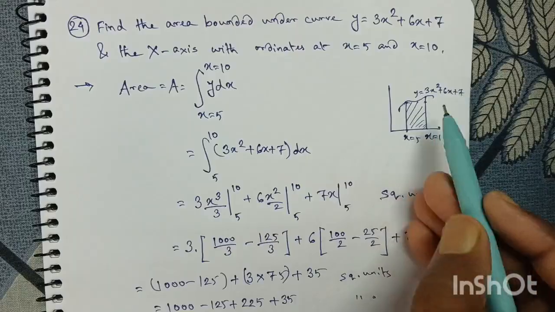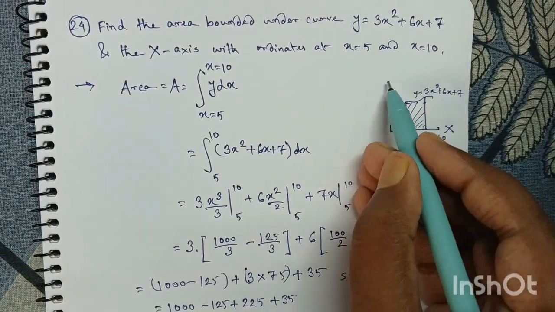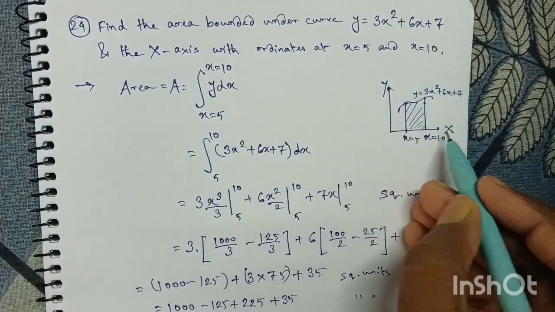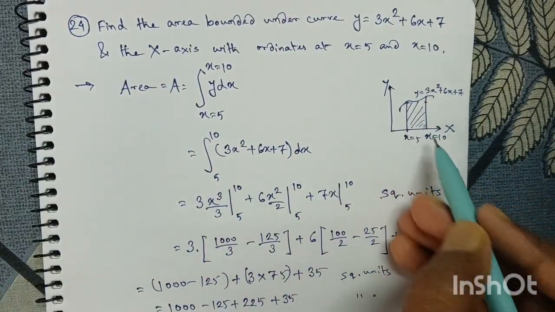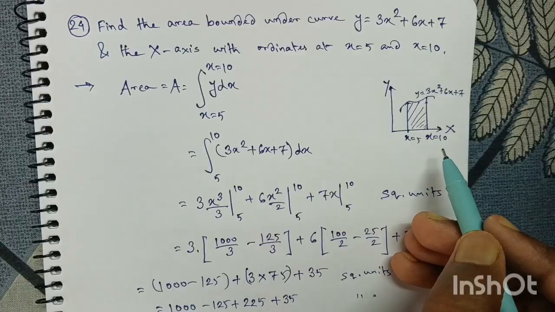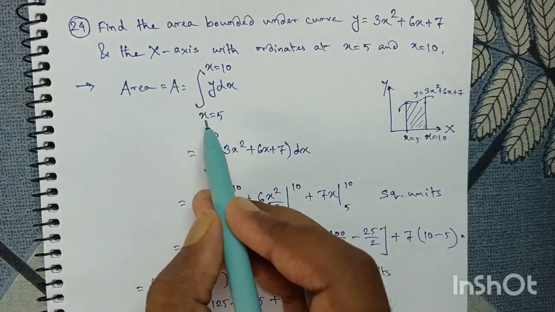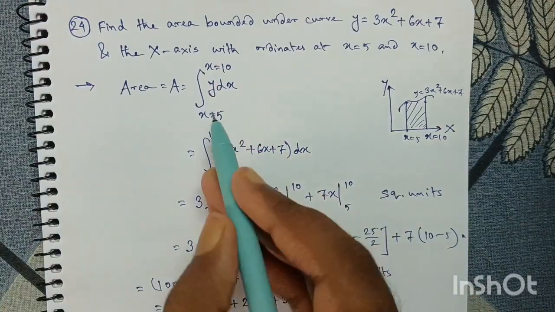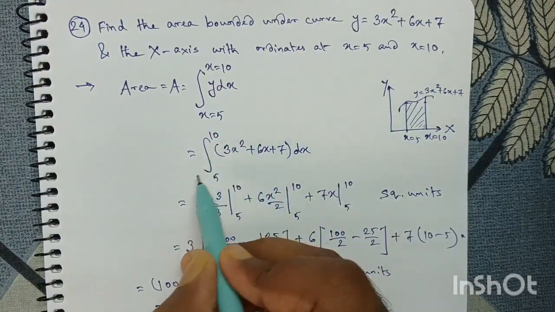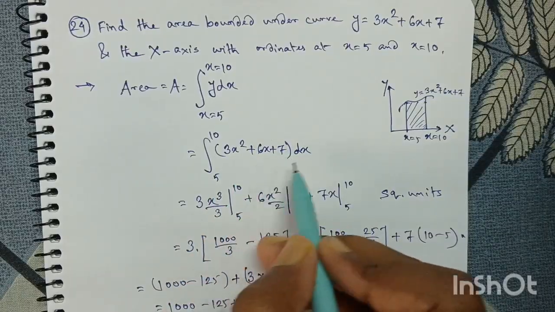So the area under the curve, which is shown in this graph, is given by A is equal to integration from x is equal to 5 to x is equal to 10 of y dx. Putting the value of y, we get integration from x is equal to 5 to 10 of 3x square plus 6x plus 7 dx.